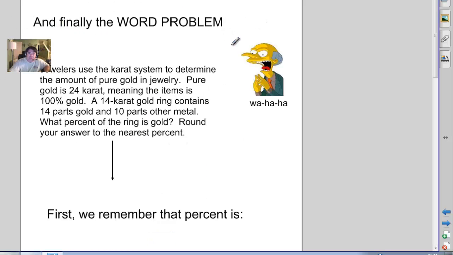Finally, of course, the word problem. Whoa! Give that guy a nice mustache there. And maybe some horns. Those horns are pretty weak, but you get the idea.